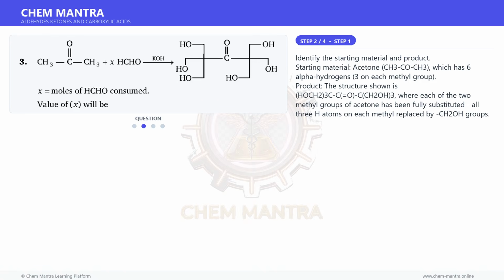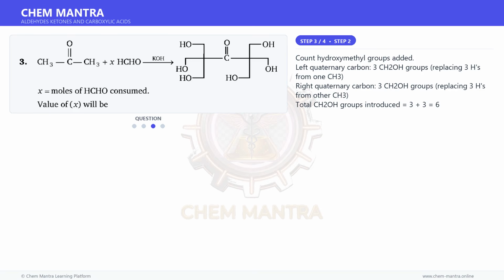Identify the starting material and product. Starting material: acetone, CH3COCH3, which has 6 alpha hydrogens, 3 on each methyl group. Product: the structure shown is (HOH2C)3C-C(=O)-C(CH2OH)3, where each of the 2 methyl groups of acetone has been fully substituted, all 3 H atoms on each methyl replaced by CH2OH groups.